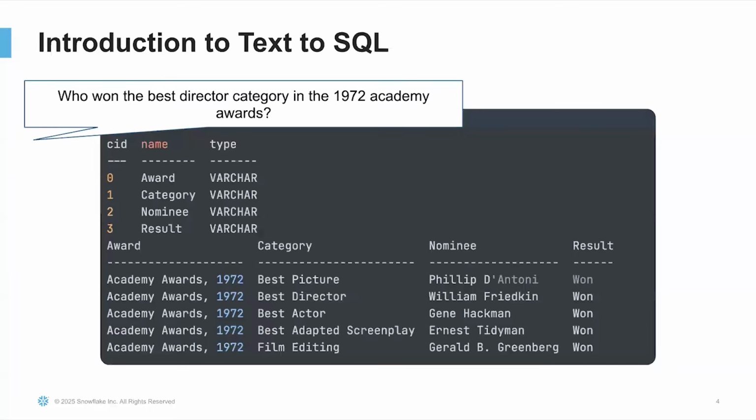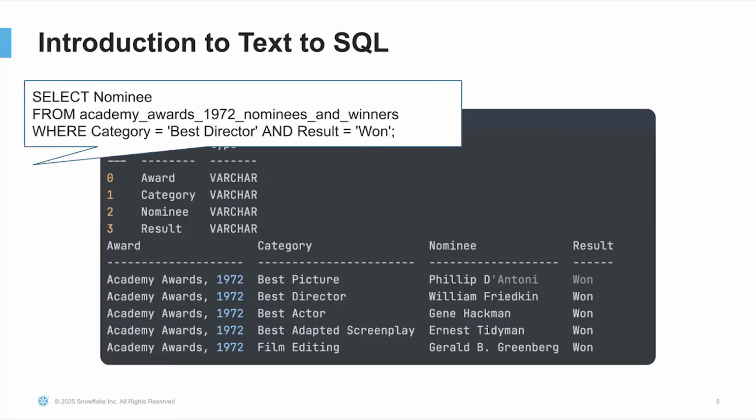Here we have various nominee names, what category they won or lost certain awards for. And let's assume this table exists and a user simply has the question, who won the Best Director Award in 1972? The problem is that this particular database is expecting something that looks a bit more like this. This is a SQL query.